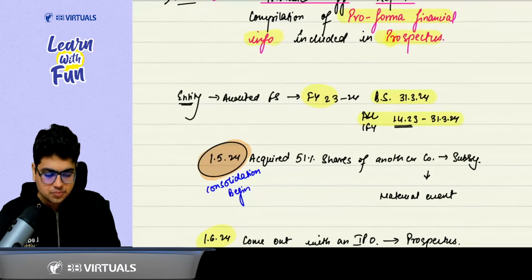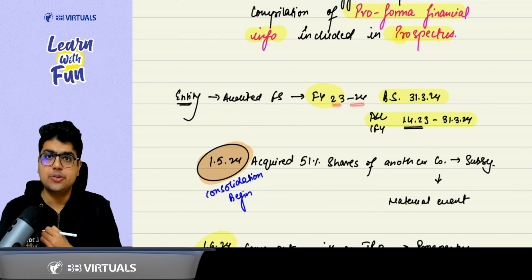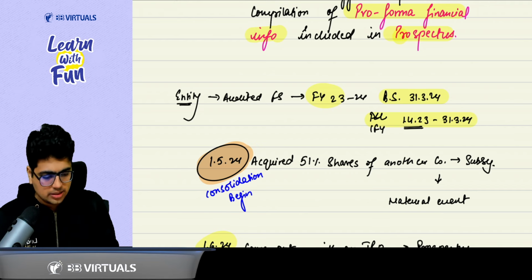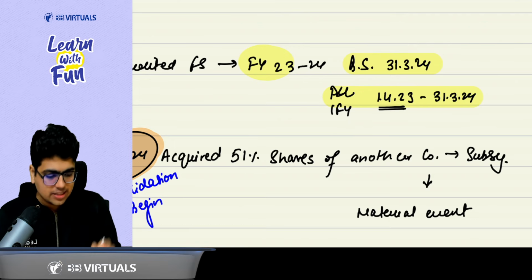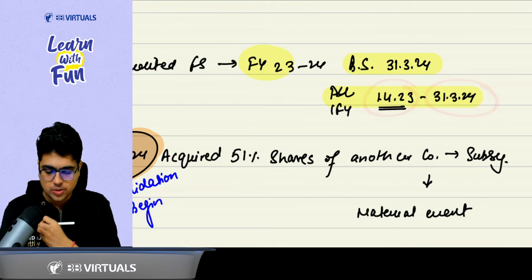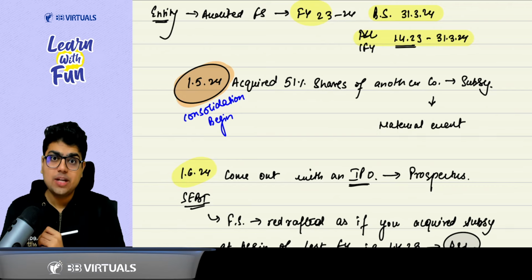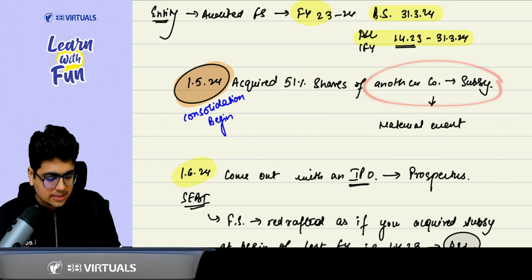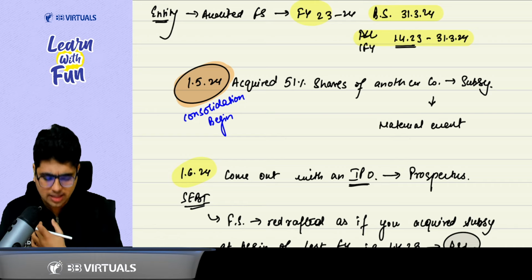Now, sir, understand. What is a PFFI? Let's say there is an entity whose audited financial statements are available for financial year 23-24. Financial year 23-24 means 1st April 23 to 31st March 24. So the balance sheet will be dated 31st March 24. P&L will be for the whole financial year, that is 1st April 23 to 31st March 24. Now, after this financial year end, on 1st May 24, it acquired 51% shares of another company. That company becomes its subsidiary. Is it a significant event? Yes, sir. This is a significant event or transaction.